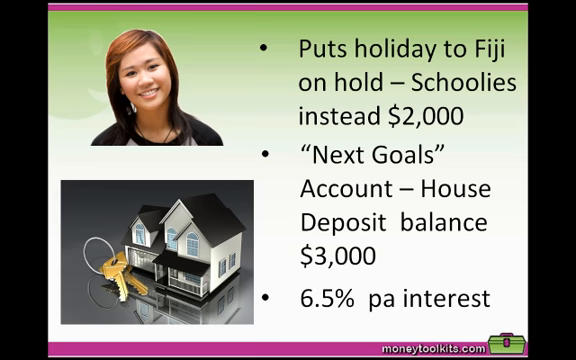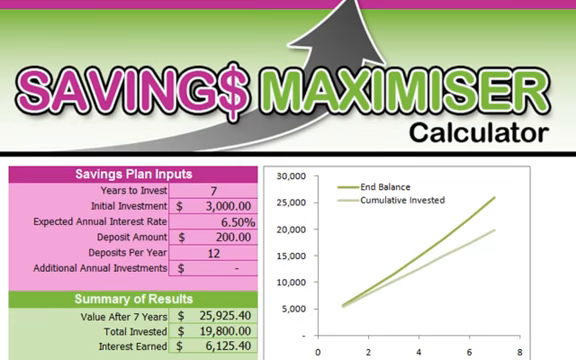So looking at the calculator, here you can see that we've put under years to invest 7, and that's because she's 18 at the moment and she wants to have this money by the time she's 25, so that's 7 years. She's starting with $3,000. The expected annual interest rate is 6.5%. And Grace also wants to continue putting in her $200 a month every month into this investment. So deposit amount is $200, deposits per year is 12.